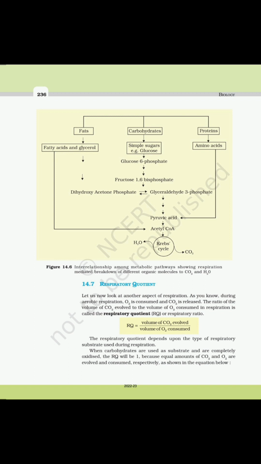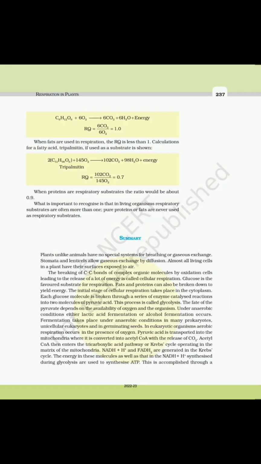When carbohydrates are used as substrate and are completely oxidized, the RQ will be 1 because equal amounts of CO2 and O2 are evolved and consumed, respectively, as shown in the equation below. C6H12O6 plus 6O2 makes 6CO2 plus 6H2O. RQ equals 6CO2 divided by 6O2 equals 1.0. When fats are used in respiration, the RQ is less than 1.